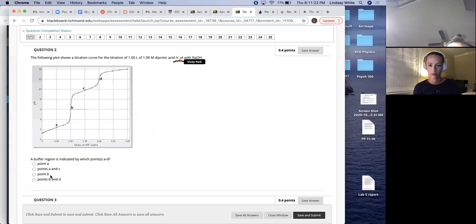So diprotic with NaOH, buffer region is indicated by which point? C? It's A and C. A and C. Okay. Yeah.